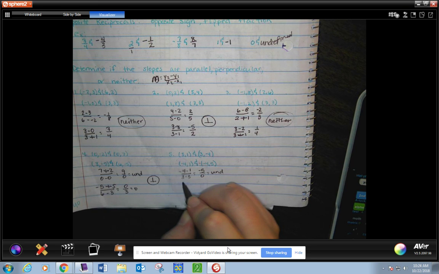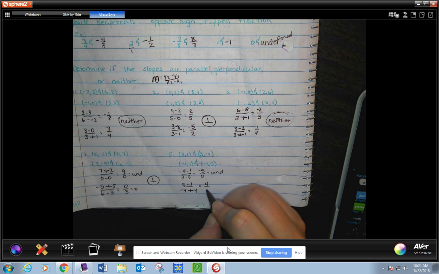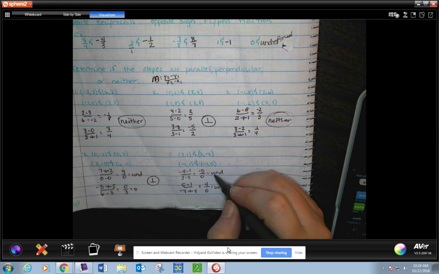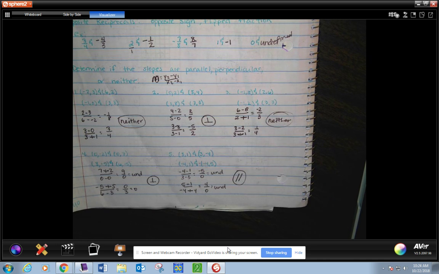Then I'm going to do 5 minus 1 over -4 minus -4. Change my double negative. I get 4 over 0. And if it's over 0, that is undefined. Since they are both undefined, they are actually parallel. They would just be both up and down lines.